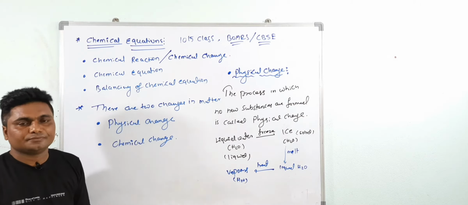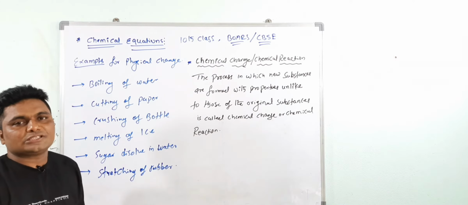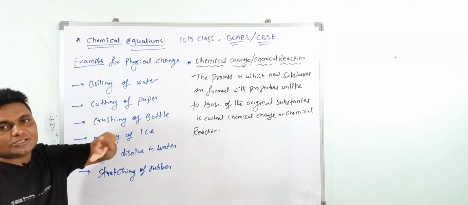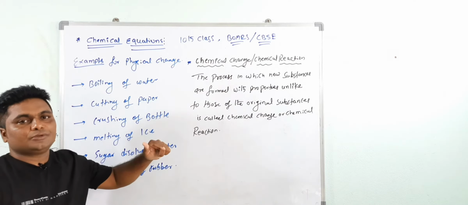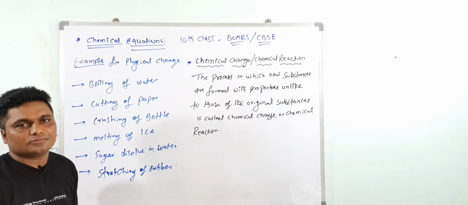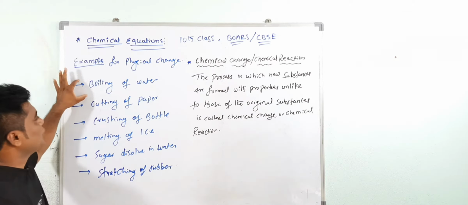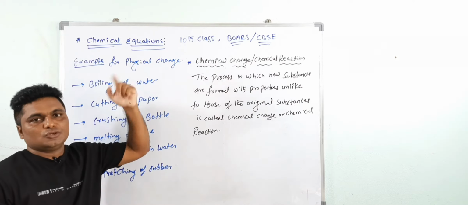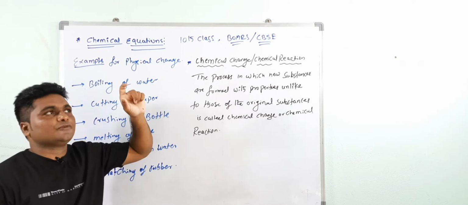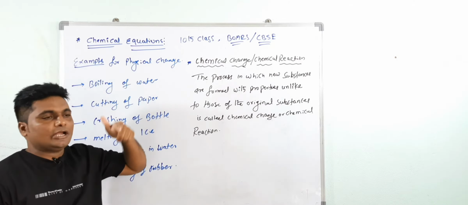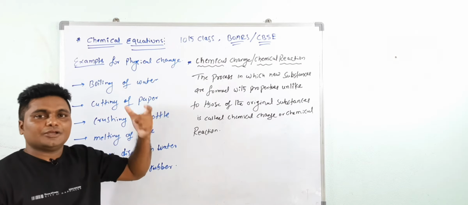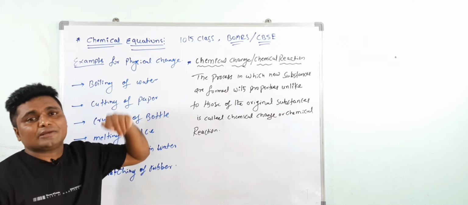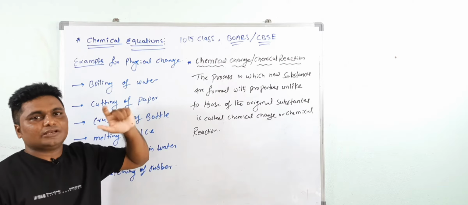Now see some examples of physical change. In a physical change, no new substances are formed; only the physical state is changed. For example, boiling of water. If you boil water, the liquid water is converted into vapors. The vapors have the same chemical formula, H2O, as the liquid. If you cool the vapors, they convert back into liquid. So it is a temporary change: only the physical state is different, liquid to vapor.